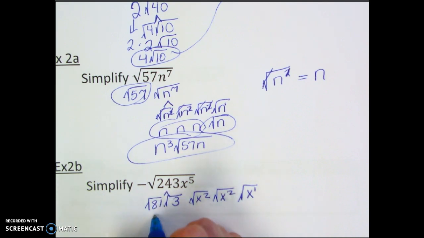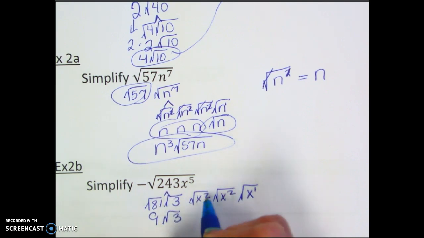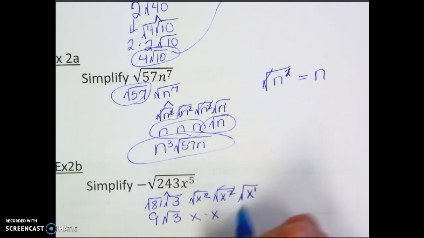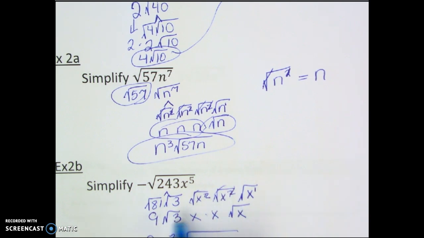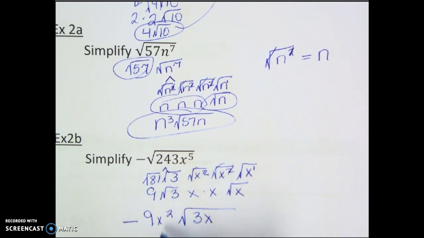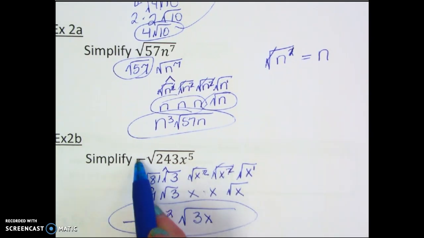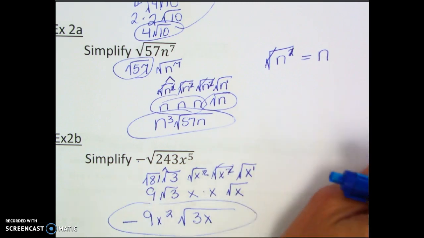Square root of 81 is 9. Square root of x squared is x. Square root of this x squared is x, and this square root does not come out. So our final answer, we want to have the 9 and the 2 x's, so 9x squared out in front. The things that didn't come out of the square root are the 3 and the x, so they're going to stay inside. And this is what our answer simplifies to. I just remembered to bring that negative down so I didn't forget it.